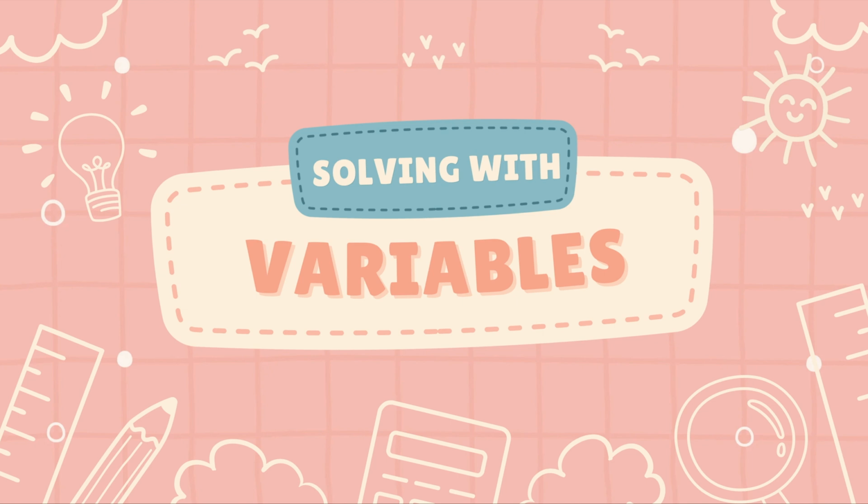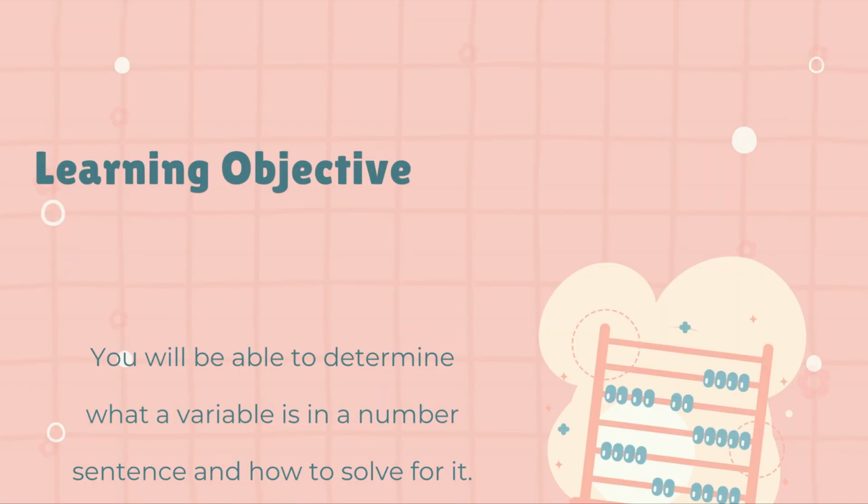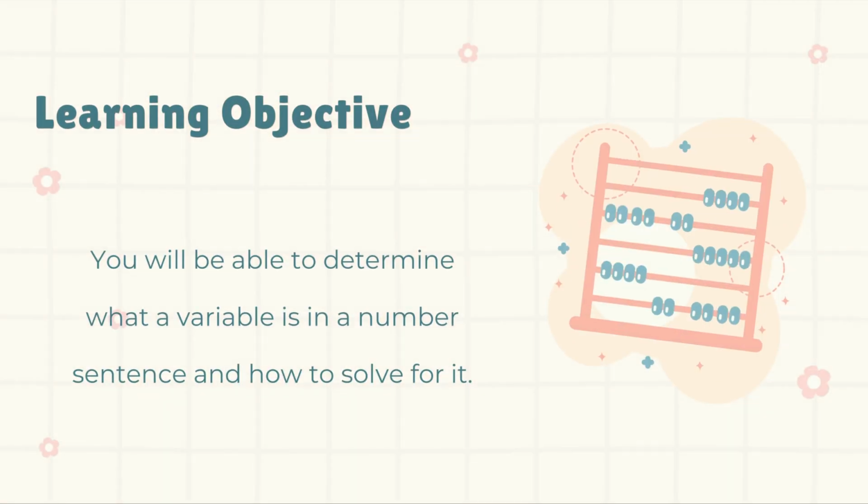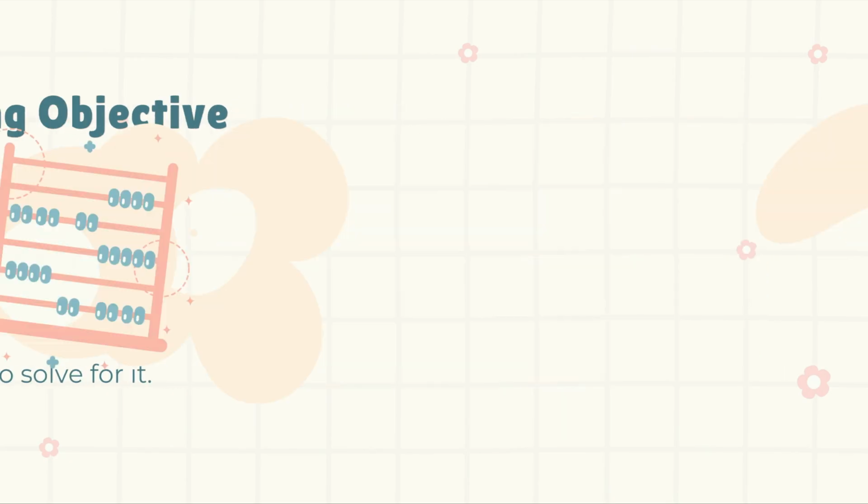Everybody, today we are going to be talking about solving with variables. Our learning objective for today is to be able to determine what a variable is in a number sentence and how to solve for it.